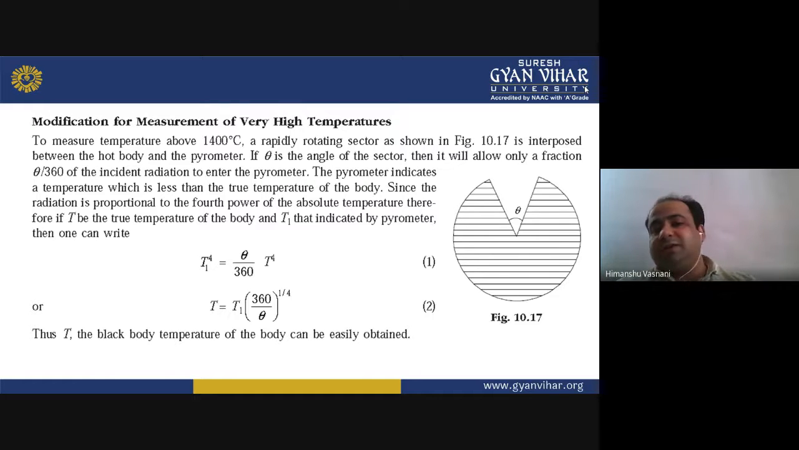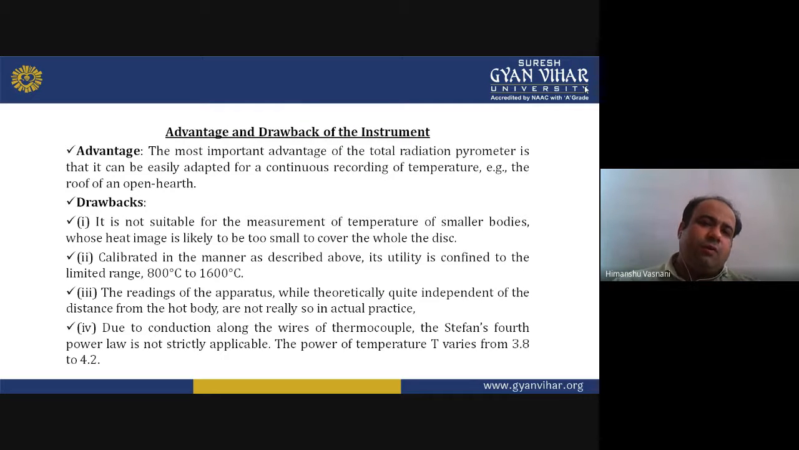The modification for measurement of very high temperature. Now, the advantages and drawbacks of this instrument. The most important advantage of the total radiation pyrometer is that it can be easily adapted for continuous recording of temperature, for example, the roof of an open hearth. So this is the advantage.